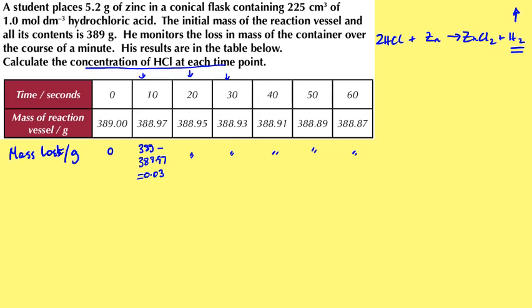And as we said before, that mass lost is the amount of hydrogen that has escaped. So why don't we work out the number of moles of hydrogen that has escaped? So moles of hydrogen escaped, so 0. And so what we're going to do is use moles equals mass over Ar or Mr to find our moles.